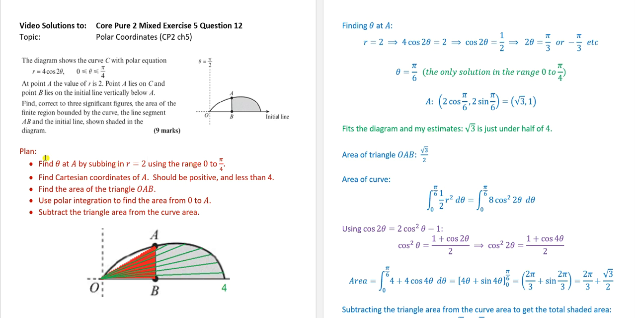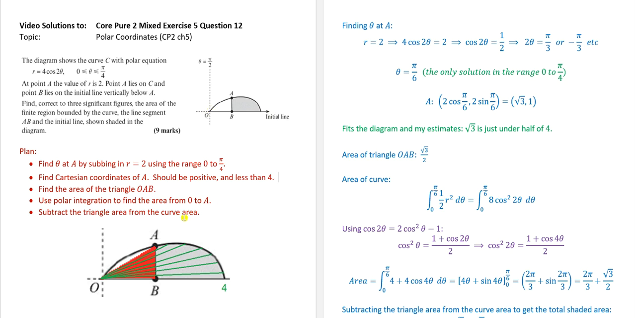So my process is going to look something like this. First, I'll find the relevant value of theta. I need to know what theta is at the point A, and I can do that by subbing in r equals 2, and I'll just solve to find theta in the range 0 to pi by 4. There should be just one value because there's a single unique value A at which r is equal to 2. Then I'm going to find the Cartesian coordinates of A, and I'm going to double check that the values make sense. Should be positive for both x and y, because it's in the first quadrant, and the x coordinate should be somewhere between 0 and 4. That's obvious because I already know my curve goes from 4 here all the way down to 0 here.